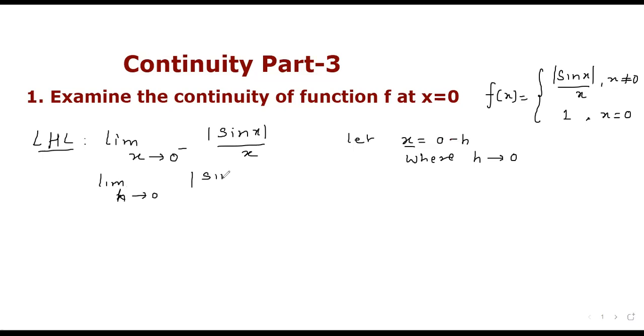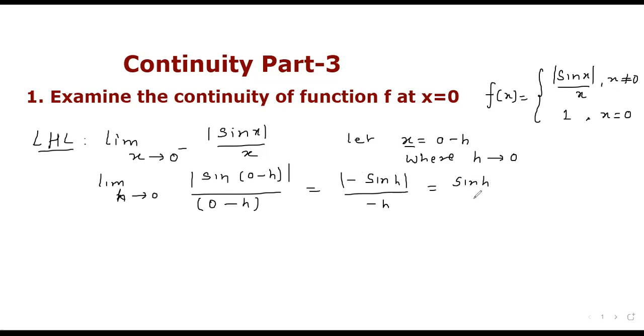So modulus sin(0 minus h) divided by (0 minus h). Here it becomes modulus of minus sin h divided by minus h, limit h tends to 0, which is sin h upon minus h, and this will give minus 1.